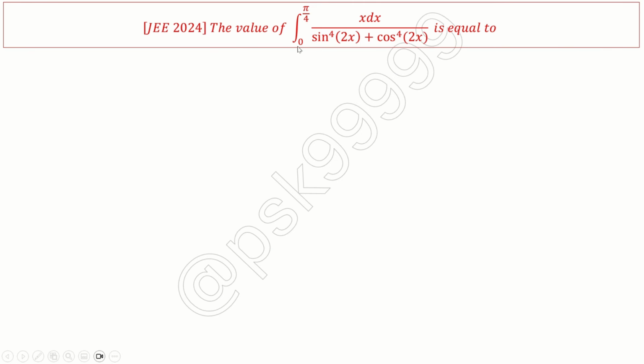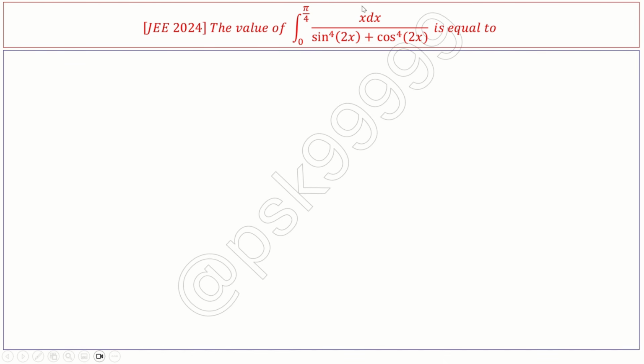Okay, next. The value of integration from 0 to pi by 4 of x dx divided by sine to the power of 4 2x plus cos to the power of 4 2x is equal to. So we have solved some similar problems. We have sine and cos with some powers, and then we have an x term in the numerator. x sine x cos x can also be present. Whenever you see that, again same thing, you apply this powerful definite integrals formula to get rid of this x basically, and see the limits.